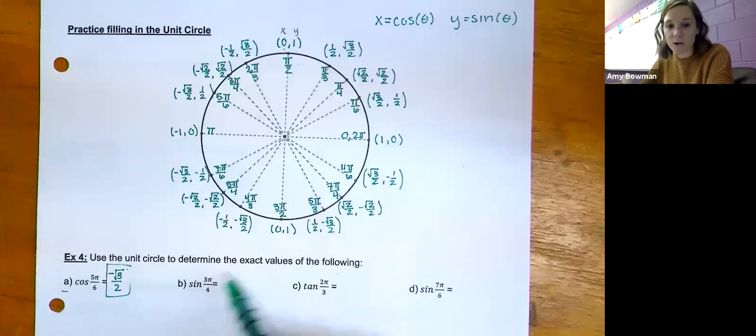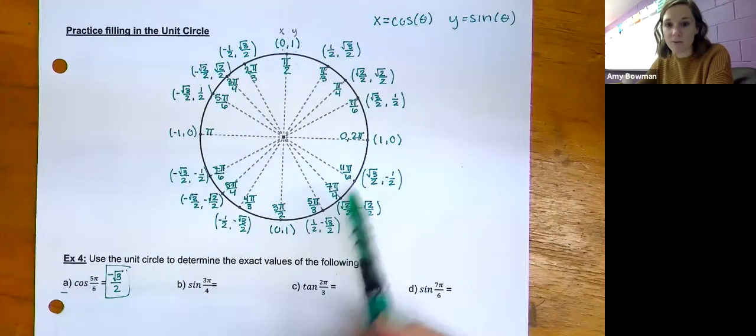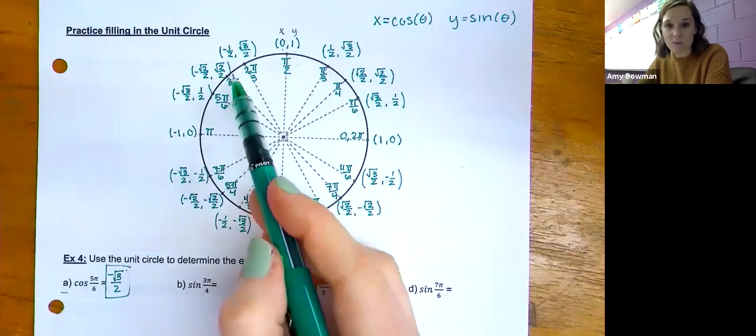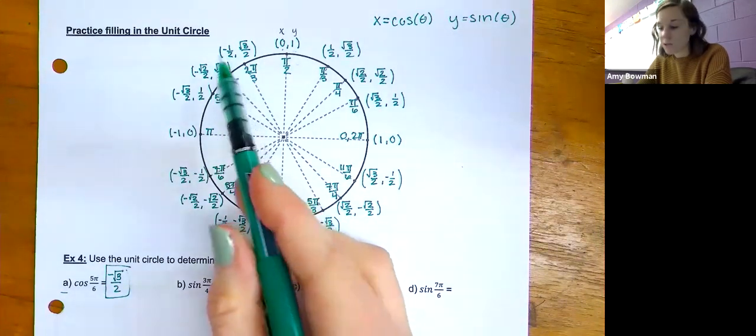Sine of 3 pi over 4. So first I'm going to find 3 pi over 4 on my unit circle. Here's 3 pi over 4. The sine of that is the y value at that point, root 2 over 2.